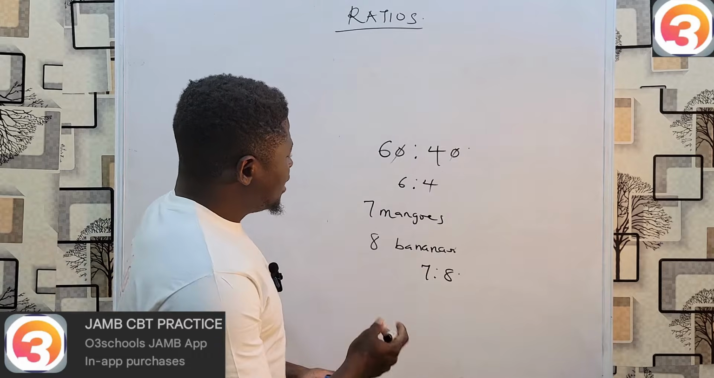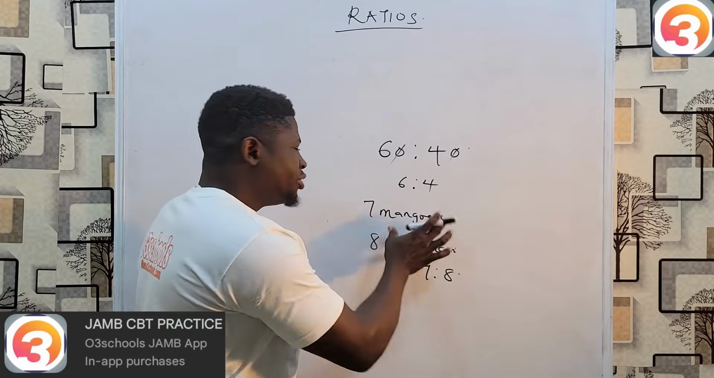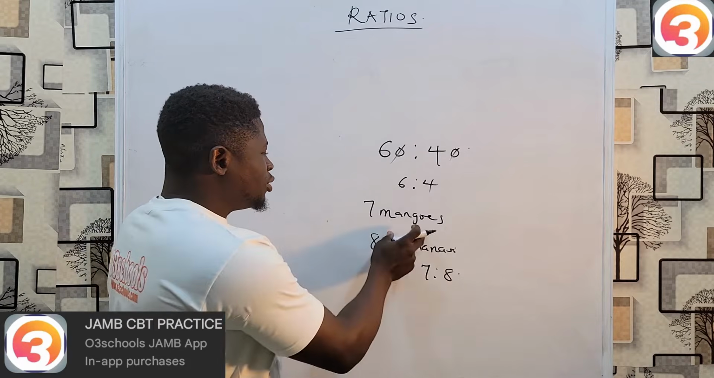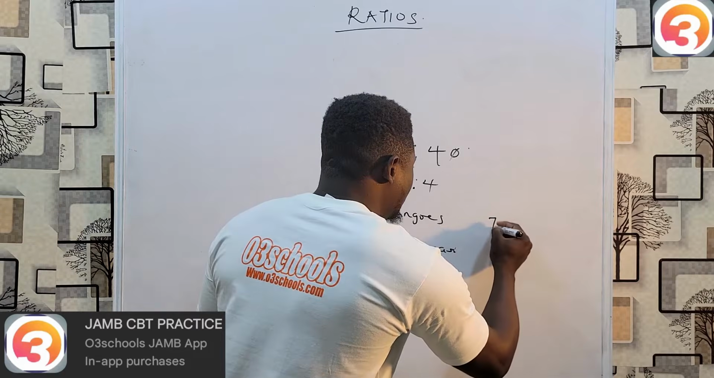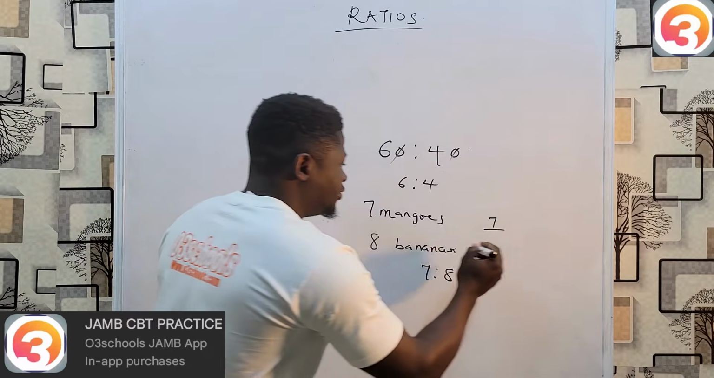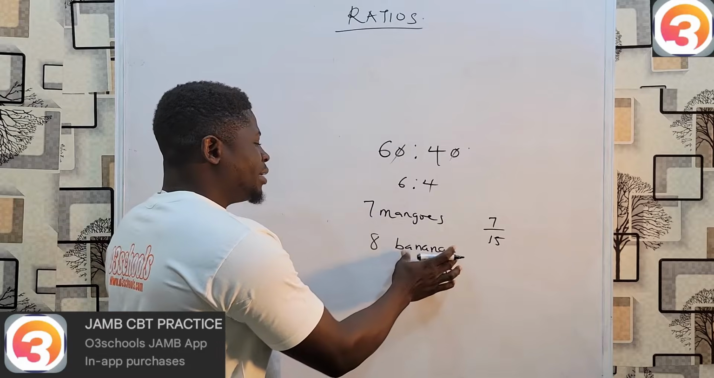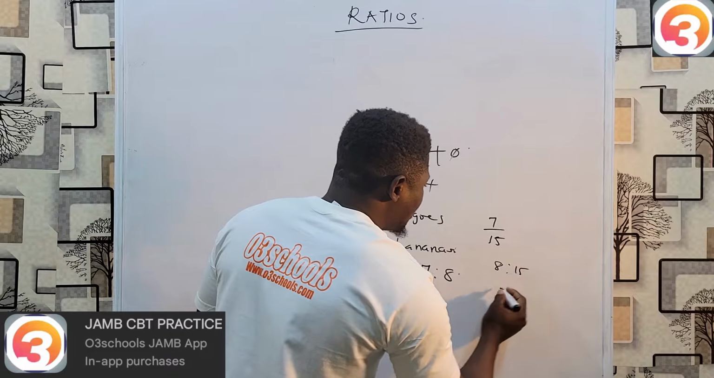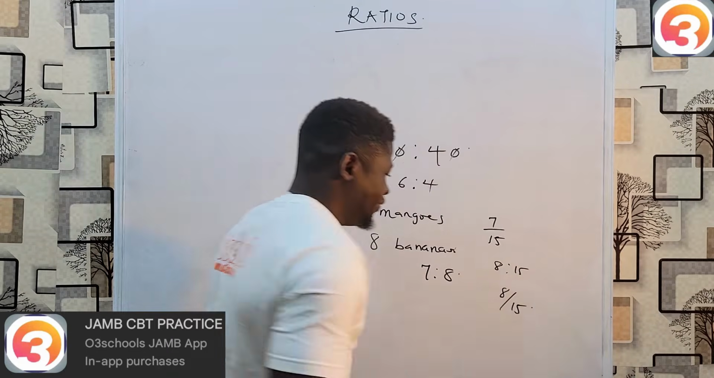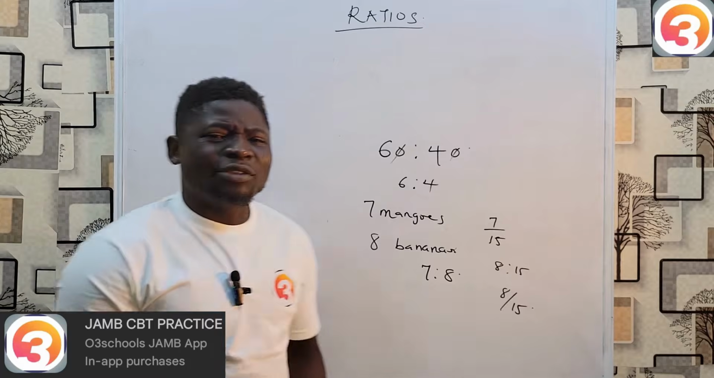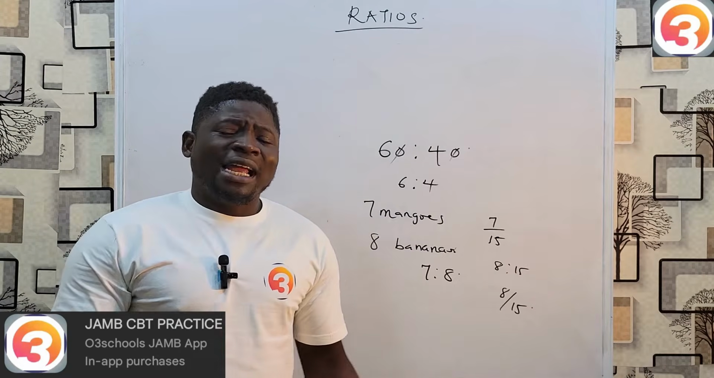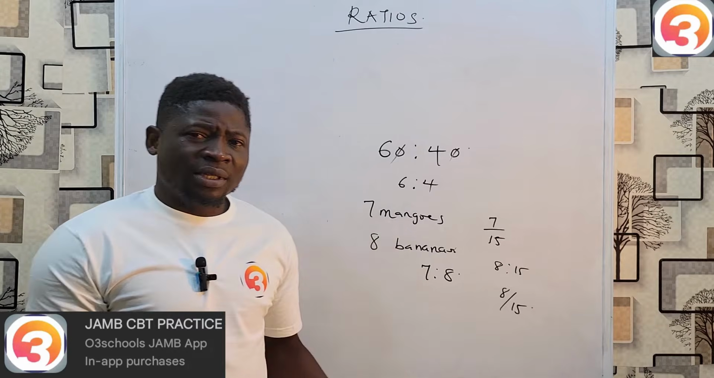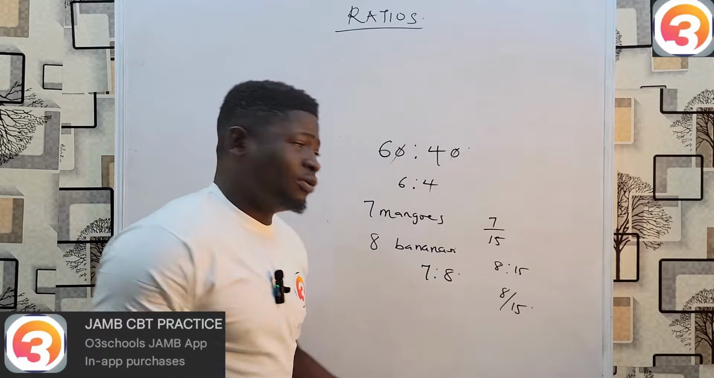Now, you can also compare the ratio of mangoes to the total fruits in that basket. So the ratio of mangoes to the total fruit in that basket will be 7:what? The total here is 15, 7 plus 8. Or the ratio of bananas to the total fruits in that basket will be 8:15. In fraction, it is 8 over 15. So ratio is the art of comparing quantities. It could be fruits, it could be money, it could be weights, and so on and so forth. And that is how we are going to proceed in this topic.